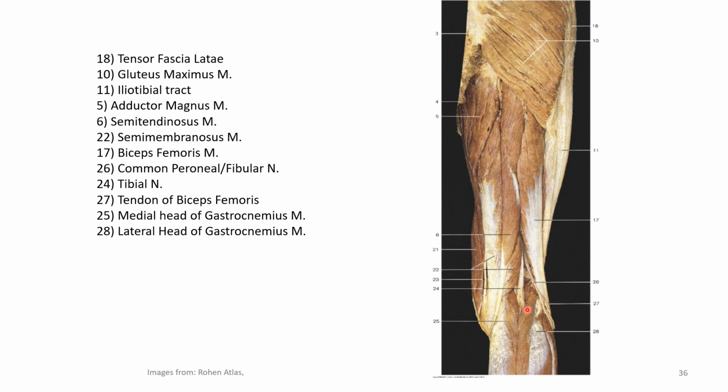What you're seeing in here is the tibial nerve, the branch off the sciatic nerve, and this is the common fibular nerve. This is the lateral head of the gastrocnemius and medial head of the gastrocnemius.